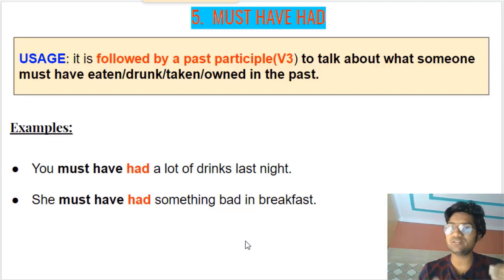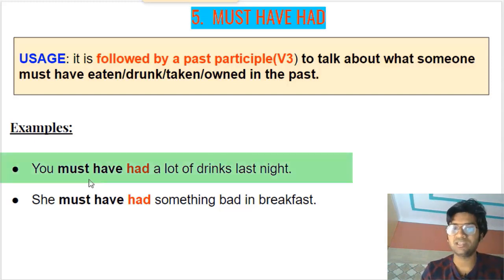Moving to the last one, must have had. Now guys, it's very simple. Had here is a past participle. So it's only must have plus a past participle, which we've already looked at and understood. Had here is a past participle of have, which can mean eat, drink, take, possess, experience.